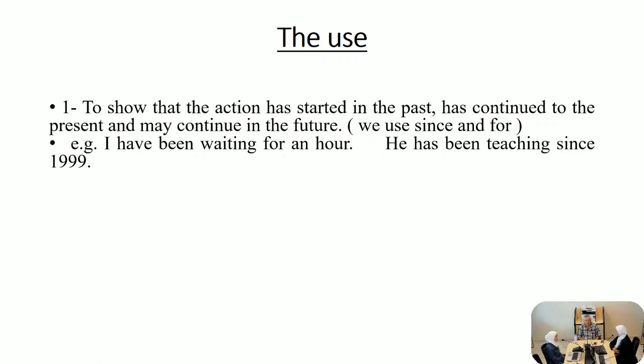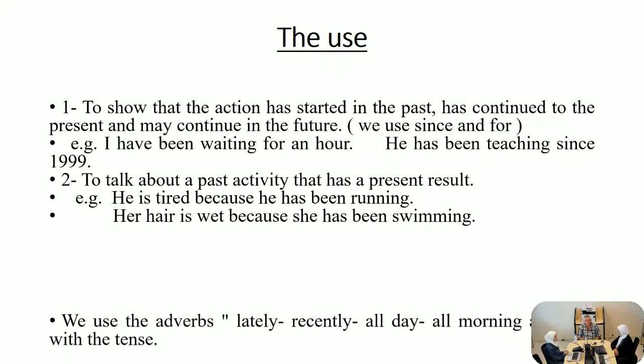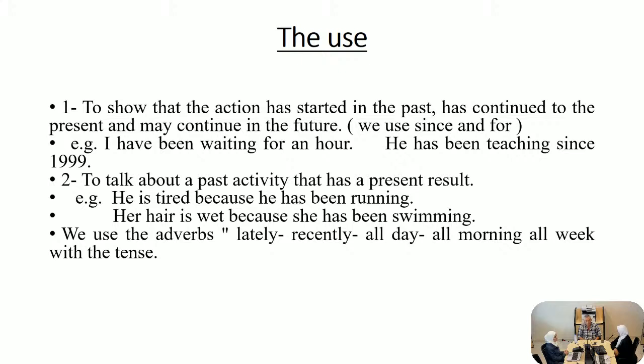We use since and for. I have been waiting for an hour. He has been teaching since 1999. To talk about a past activity that has a present result: He is tired because he has been running. She is wet because she has been swimming. We use the adverbs lately, recently, all day, all morning, or all week with the tense.